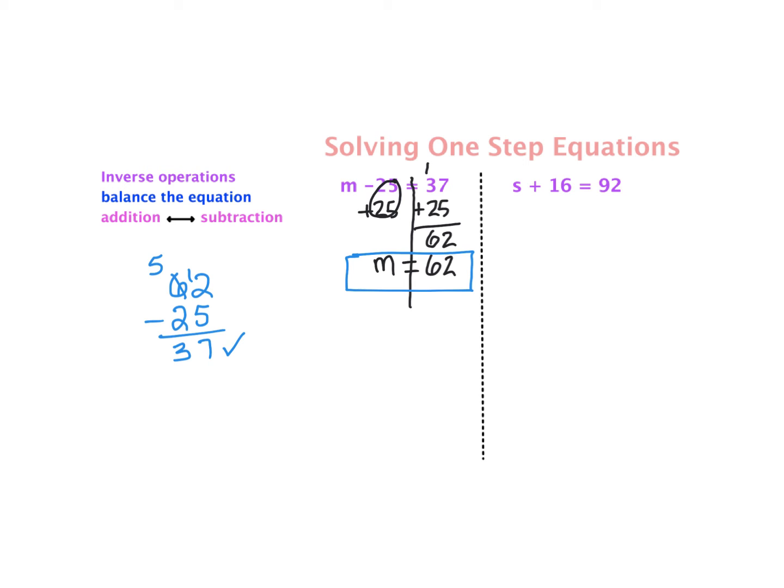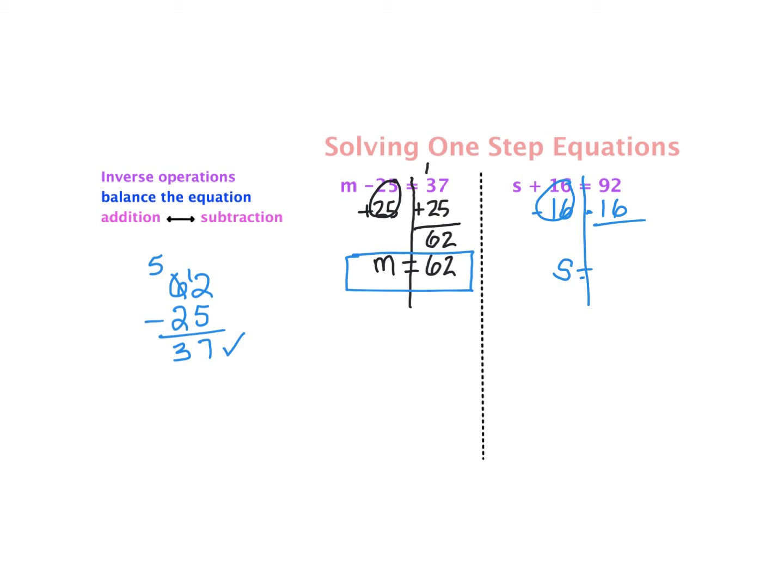Now let's look at s plus 16. Again, I have to balance the equation. In order to have my variable s by itself, I have to get rid of 16. So the inverse of add is subtract. Minus 16. What I do to one side, I do to the other side. Minus 16. 16 minus 16 is 0, which leaves me with s.